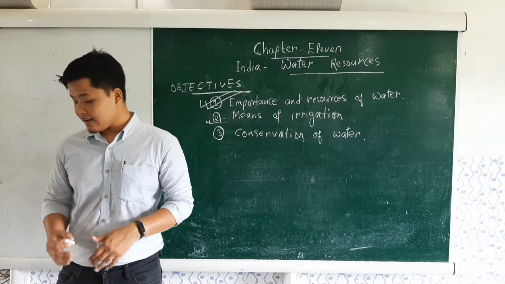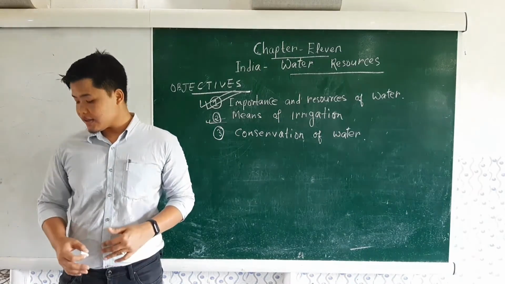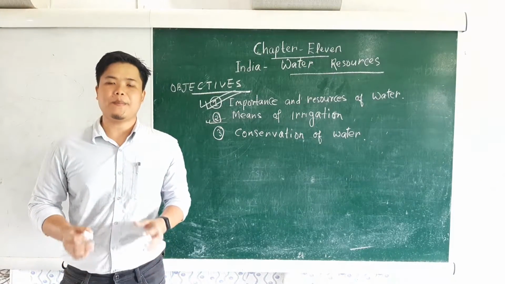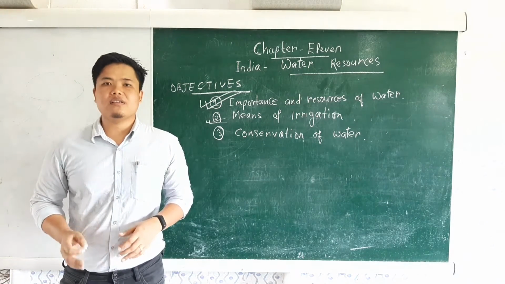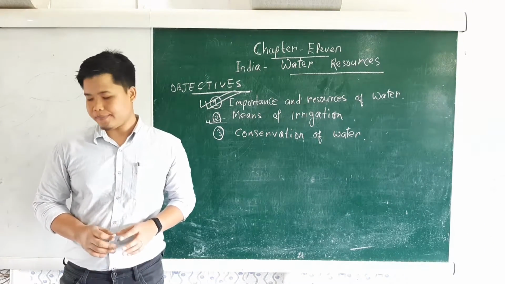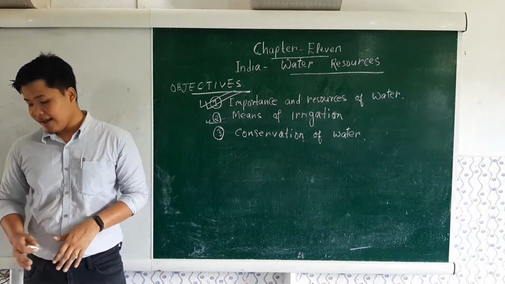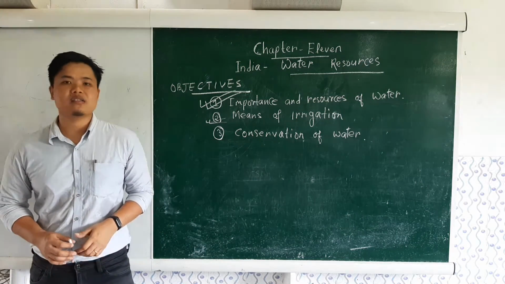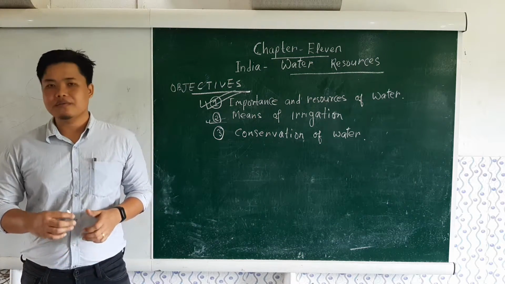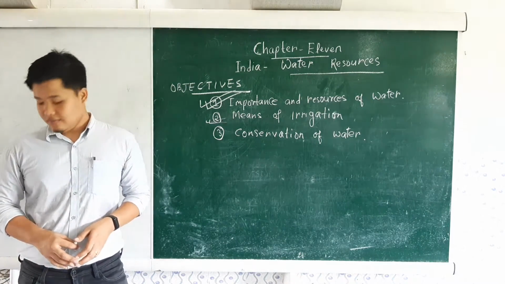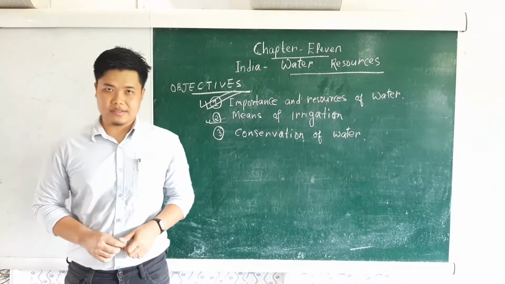Next, we have Hirakud Dam, which is built on the river Mahanadi, and it is the largest dam in India. And the next we have Nagarjuna Sagar Dam. It is built on river Krishna in Andhra Pradesh.